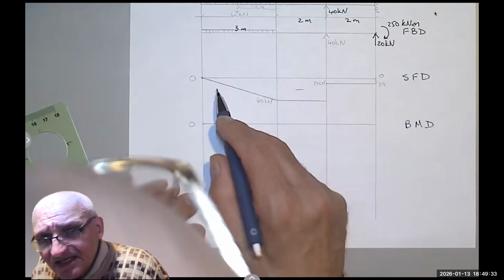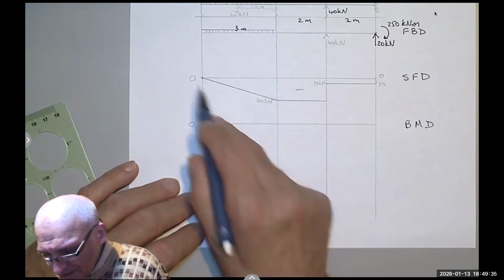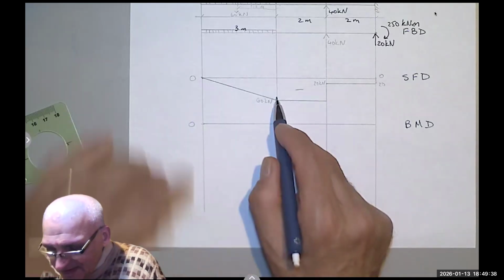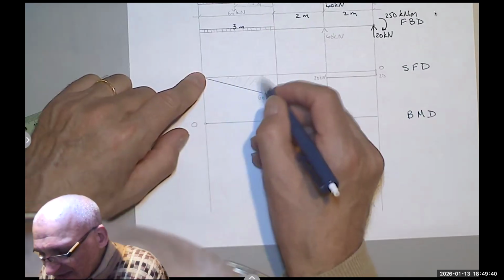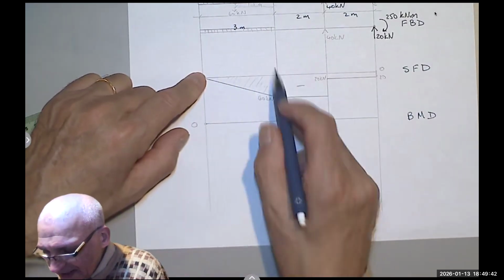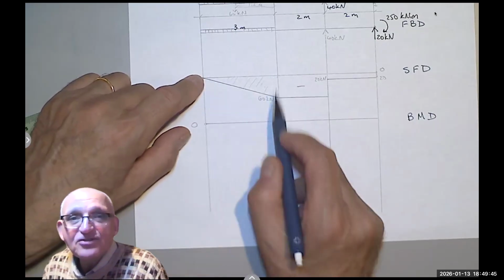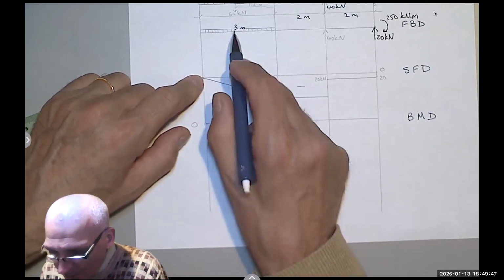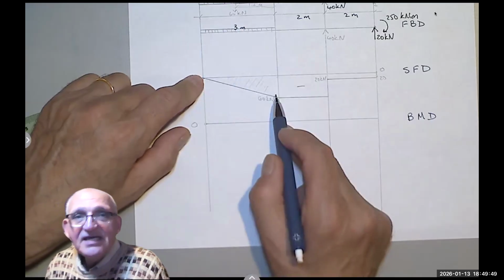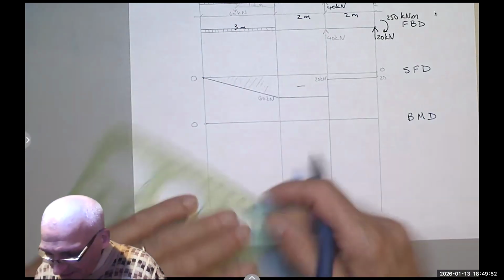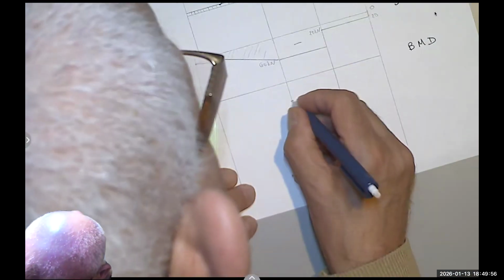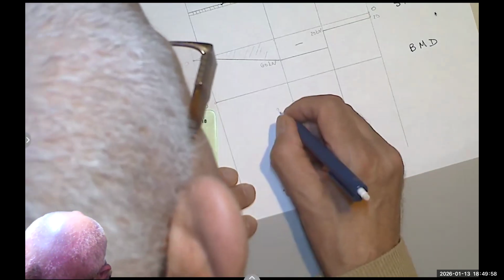we said the integral of this line from 0 to 3 will give me the area under the shear force diagram. Oh, that's a triangle that has a base of 3 meters and a height of 60 kilonewton. I say 1/2 times 3 times 60 is 90 kilonewton meter. So let's say this is 90 kilonewton meter, but it's not going linear now. Let's make the 90 here.